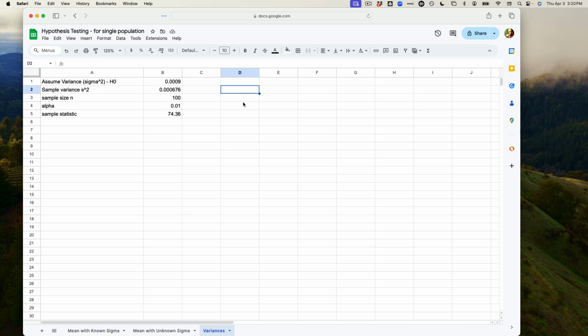Now, here I'm going to do critical values. So I'm going to do a left tail distribution, and then I'm going to need a p-value and then a conclusion, okay? We'll just do this, and let's see.